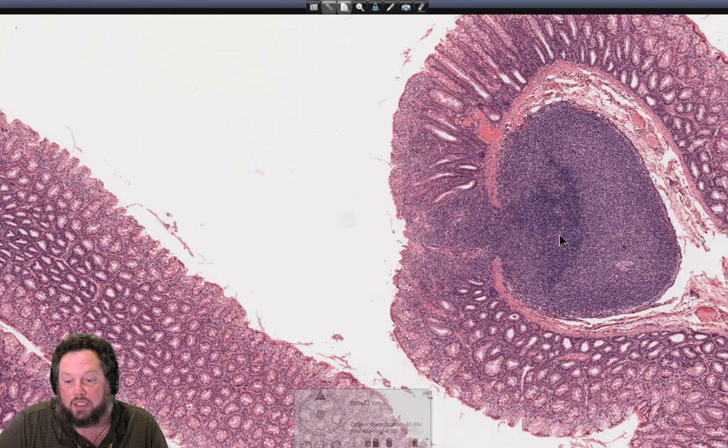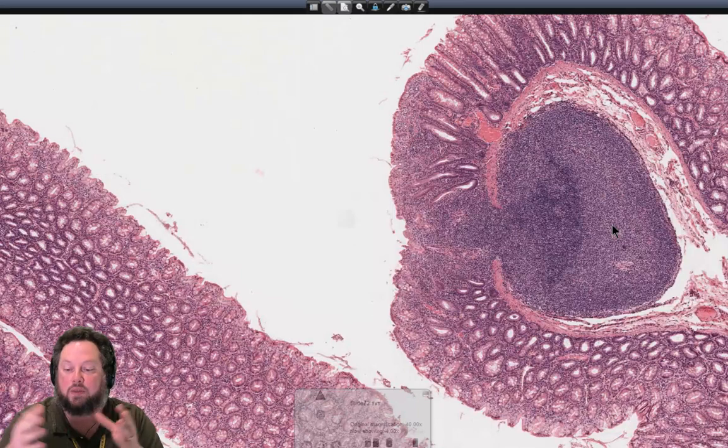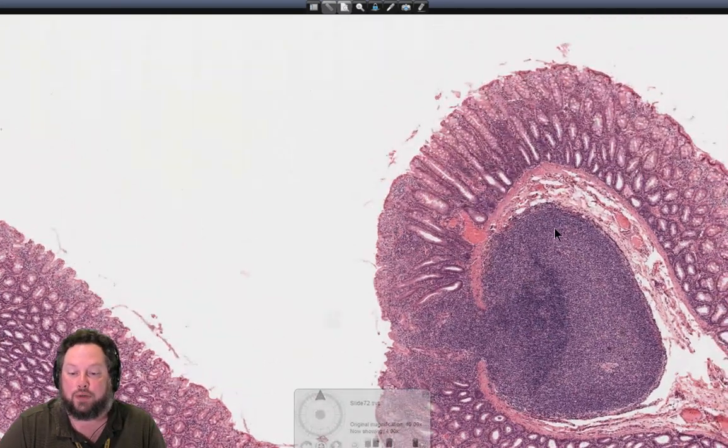So normally you can have what's known as a primary follicle or a secondary follicle. Primary follicles don't have this pale center. This pale center here is known as a germinal center, indicating that the cells here are being stimulated and activated, and the B cells are transforming into plasma cells. So they're getting more cytoplasm, therefore they're more separated, and it appears a little bit paler in appearance.